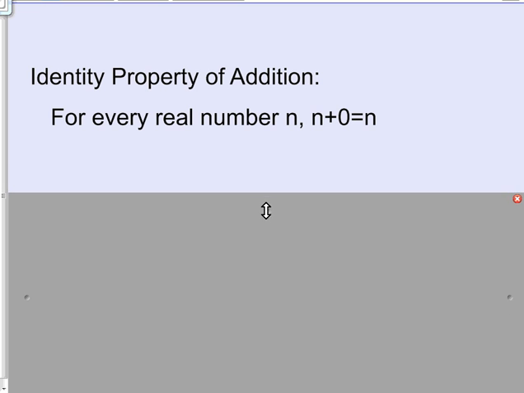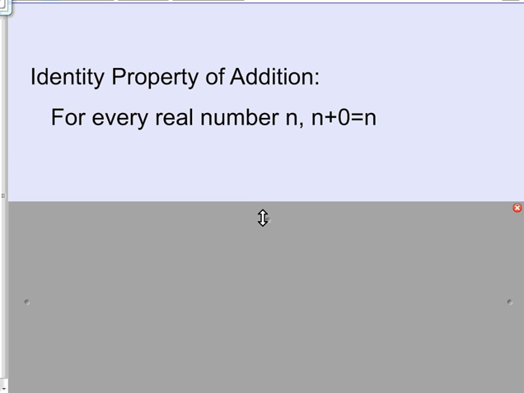Okay, today we are going to be talking about adding real numbers. Before we start talking about how to add real numbers, there are two properties we need to be aware of that go along with the addition. The first one is the identity property of addition. The identity property of addition states that for every real number n, n plus 0 equals n.